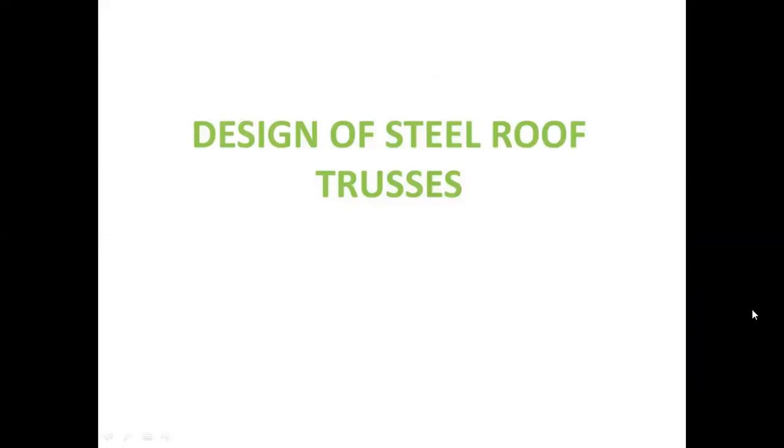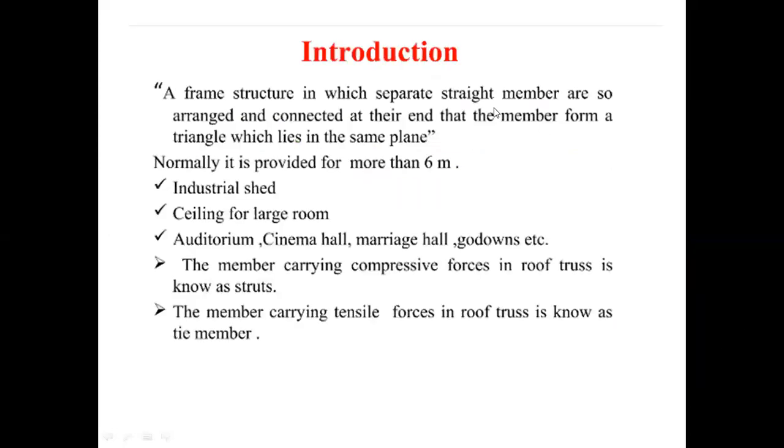So, design of steel truss. It is a framed structure in which separate straight elements are arranged and connected at the ends to form a triangulated system. Normally the span of the truss is 6 meters. It is used in industrial sheds and ceilings for large rooms, auditoriums, cinema halls, and marriage halls.